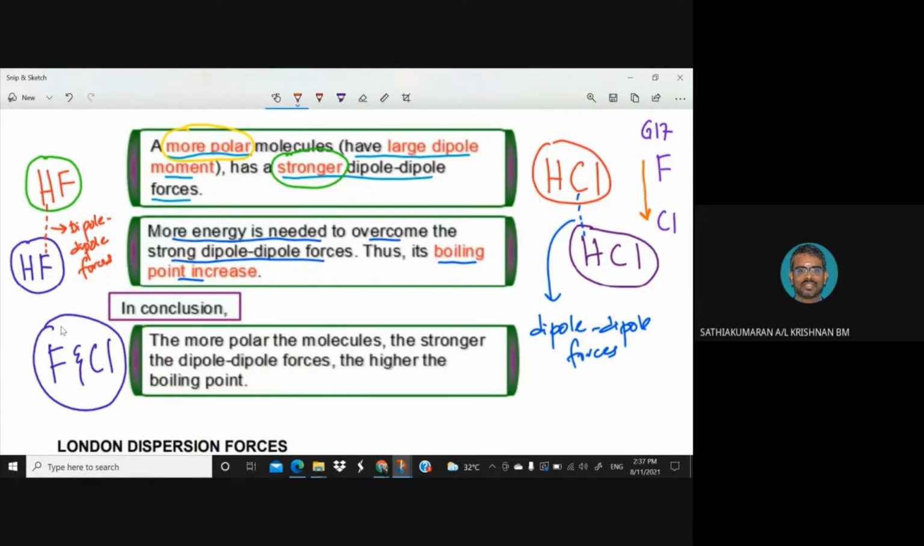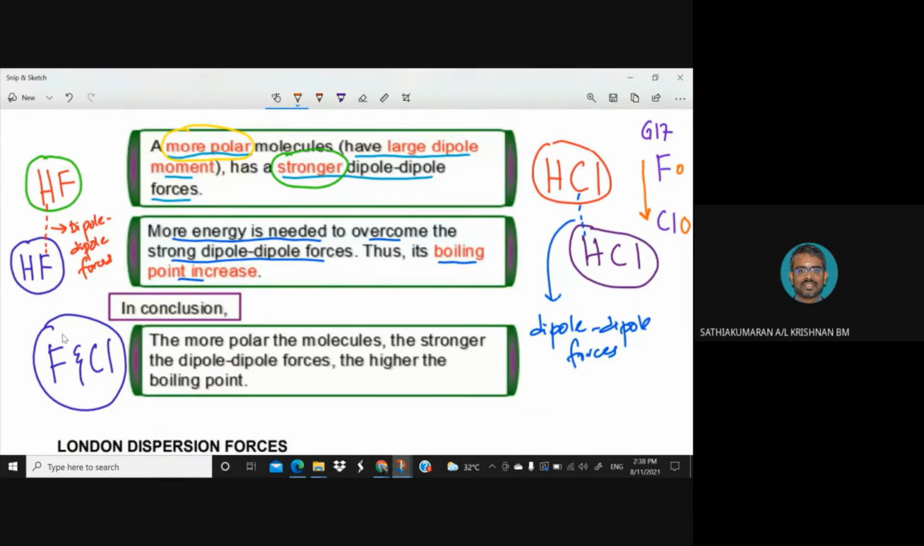Fluorine or chlorine? You have to see the size. Which one is smaller in size? F or Cl? F. F is smaller than Cl. So which one got higher tendency to attract electrons towards itself? Which one has the distance between nucleus and outer electron very close? Fluorine. So fluorine got higher electronegativity than Cl.